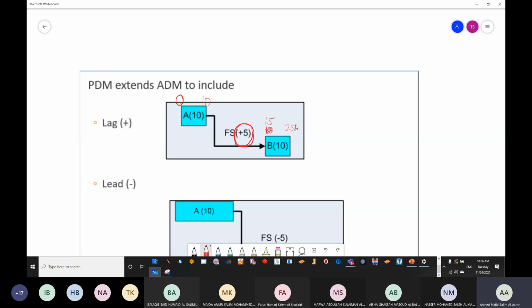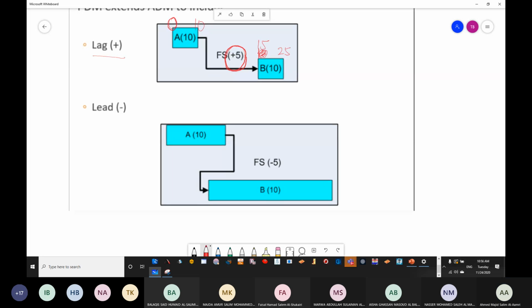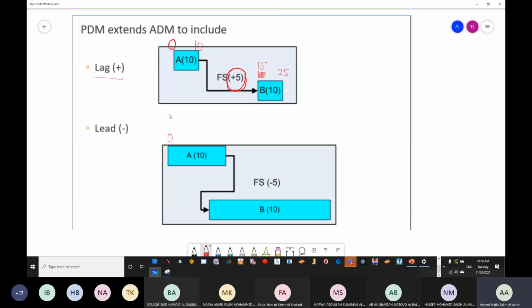So what did I do here? I kept 5 days gap. I have done 5 days gap, and this gap, in technical terms, we call it as a lag, or positive lag. The second scenario is where we are starting A at 0. We are finishing A at 10.